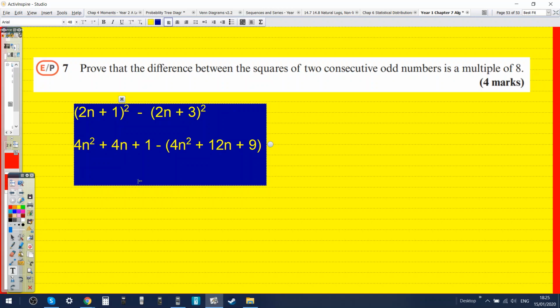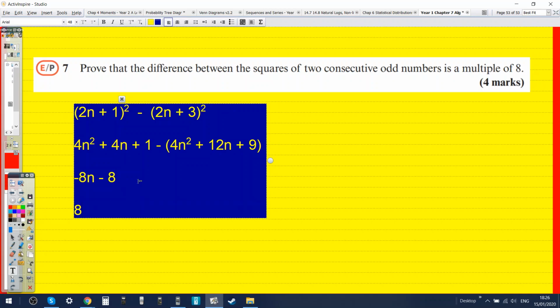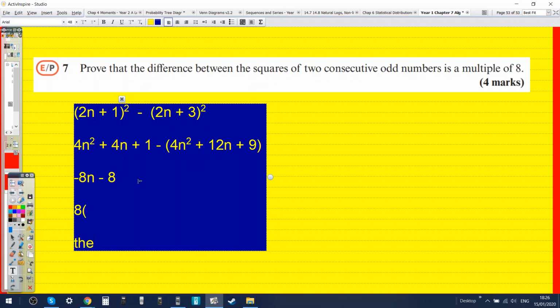So 0n squared minus 8n minus 8. Yeah. And how do you show that that's a multiple of 8? Or what do you do? Divide it by 8. Factorize 8 out. What do you get when you factorize out 8? Just factorize out 8. Minus n minus 1. Yes.